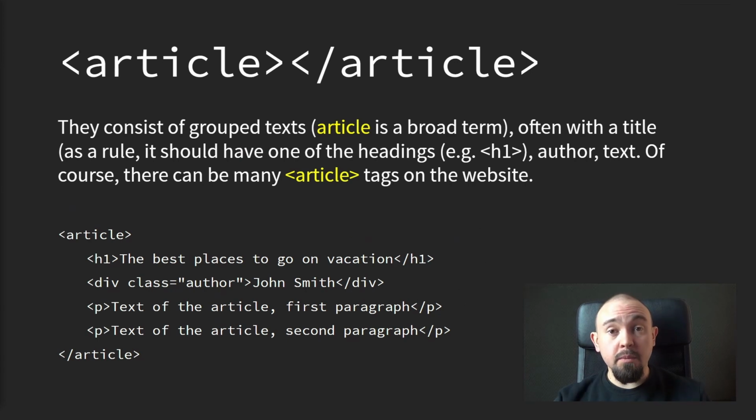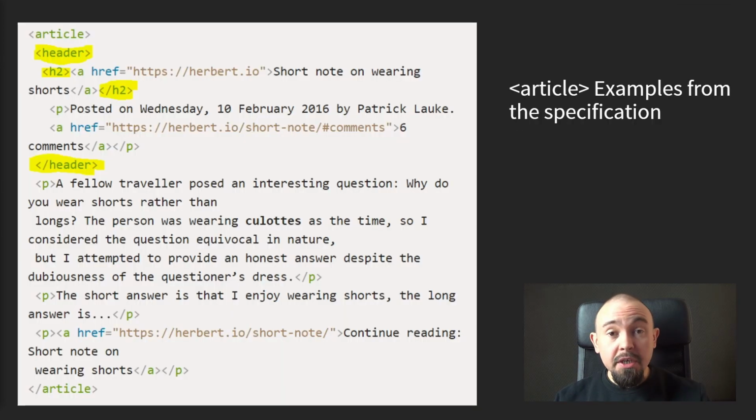Article. It creates some grouped texts. We know intuitively what an article is, and intuition is the developer's best tool. It is simply extracted content that has, for example, a title, author, content, etc. As we can see in this slide, for example. Here we can see an example of using an article from the HTML5 specification. Interestingly enough, the article has its own header. The header may appear on the websites many times. Additionally, we have the heading in the form of the H2 tag, in which the A tag is nested so that the heading is also a link, and several P tags, which are the paragraphs.